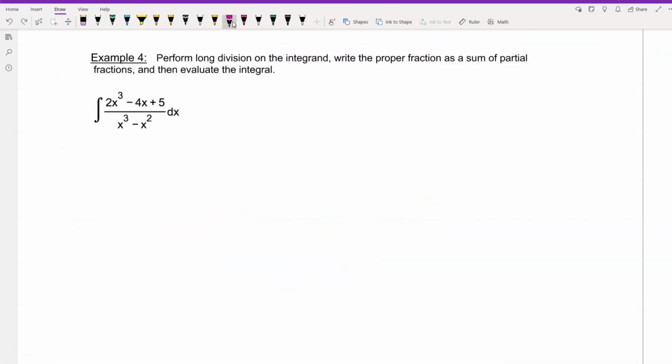Perform long division on the integrand, write the proper fraction as a sum of partial fractions, and then evaluate the integral. The integral of (2x cubed minus 4x plus 5) divided by (x cubed minus x squared) times dx. So in this case, the order of the numerator is not less than the order of the denominator. So use long division to get a quotient q(x) and the remainder r(x).